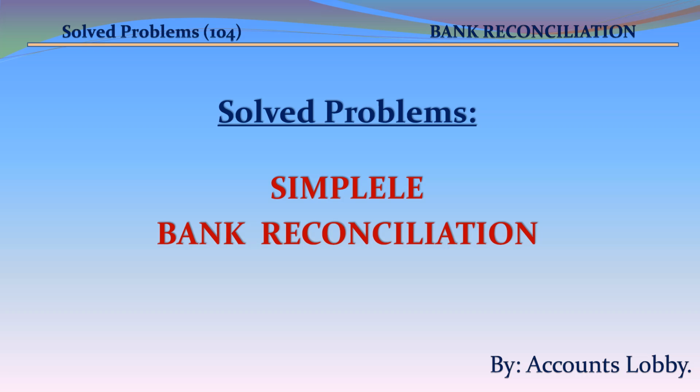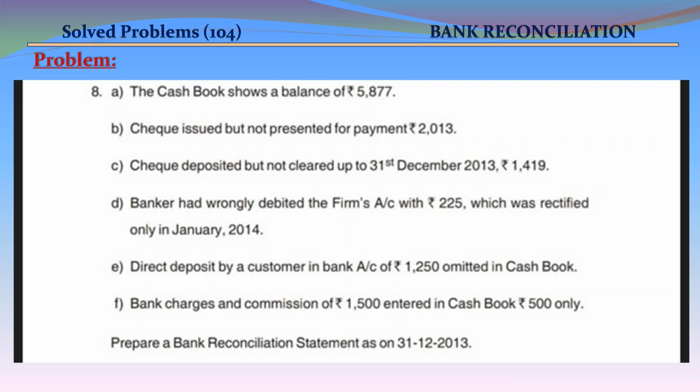Solved problems. Simple bank reconciliation. The cash book shows a balance of rupees 5,877. Checks issued but not presented for payment 2013. Checks deposited but not cleared up to 31st December 2013, rupees 1,419. Banker had wrongly debited the firm's account with rupees 225, which was rectified only in January 2014.